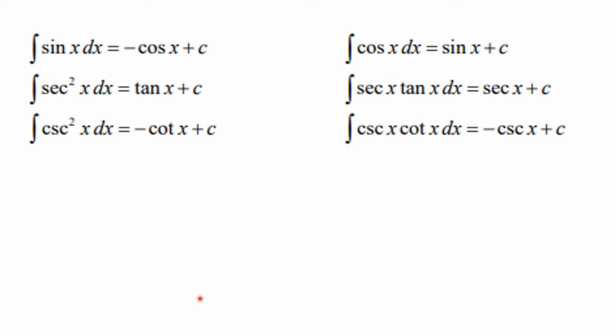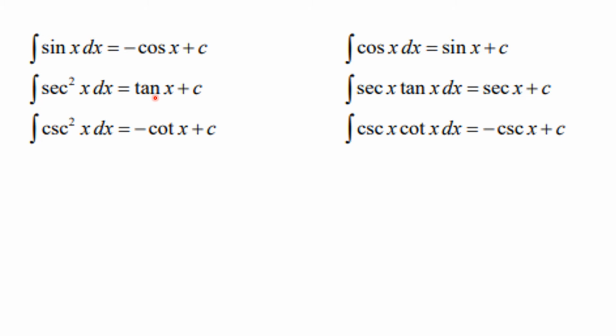Alright, so here are some integral formulas for you to commit to memory. Since the derivative of the cosine of x is negative sine of x, that means that the antiderivative, or the indefinite integral of sine of x dx, is negative cosine of x plus c. Since the derivative of the sine of x is the cosine of x, the indefinite integral of the cosine of x dx is equal to the sine of x plus c.